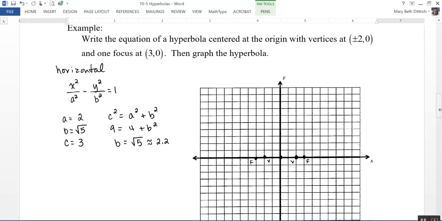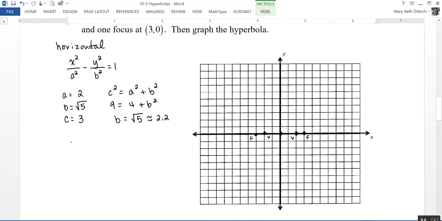Actually, I could go ahead and write my equation right now since I have my a and b. X squared over 4, because that's a squared, minus y squared over 5 is equal to 1. There's my equation. And now let's graph it. So I have my transverse axis. Now I need my conjugate axis, which is going to be about 2.2 units up and 2.2 units down. Okay, and then I'm going to go ahead and draw my box.